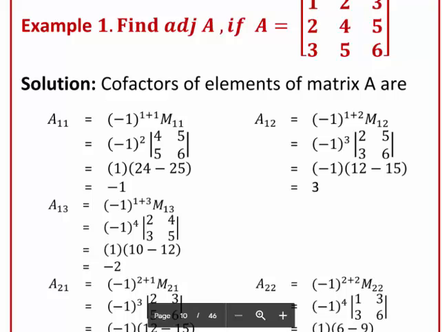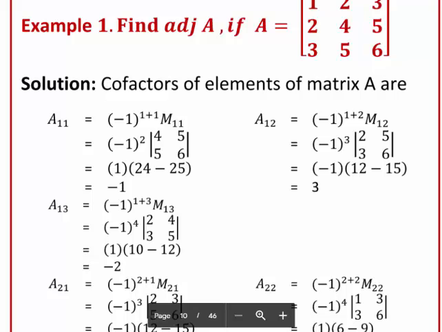So to find the adjoint, we have to find the cofactor matrix first. To find the cofactor matrix, we have to find the cofactor of each element. There are 9 elements in this matrix, so we have to find 9 cofactors. And to find the cofactors, we have to find the Mij's, meaning the minors of all elements. The cofactor of an element can be obtained by the formula that we already discussed: Aij equals minus 1 raised to i plus j into Mij.